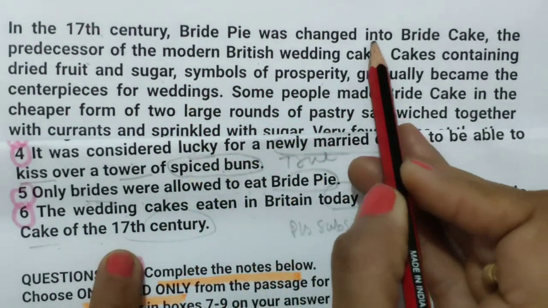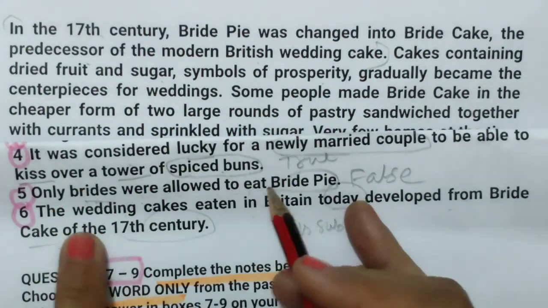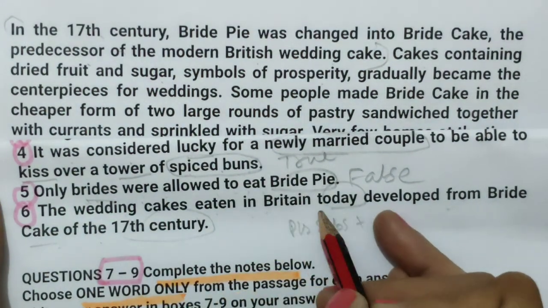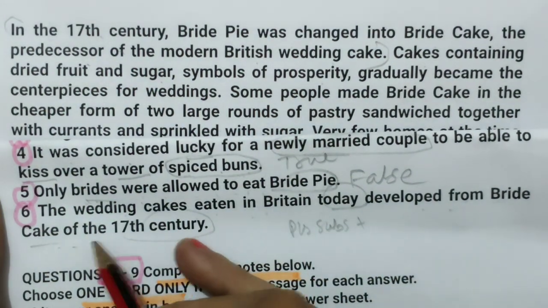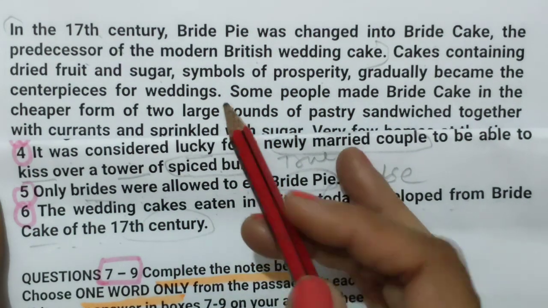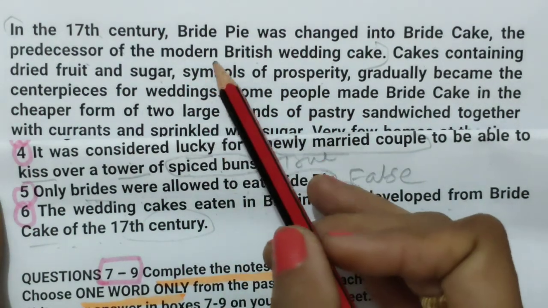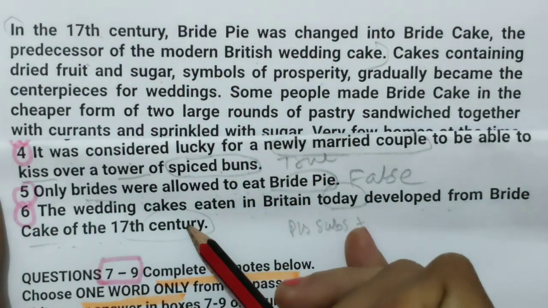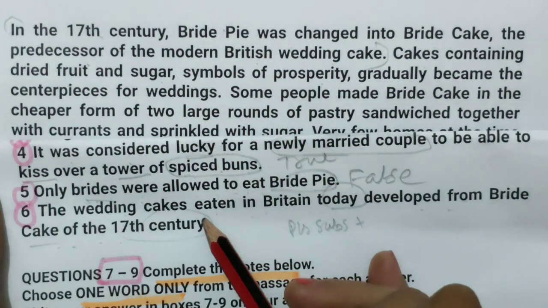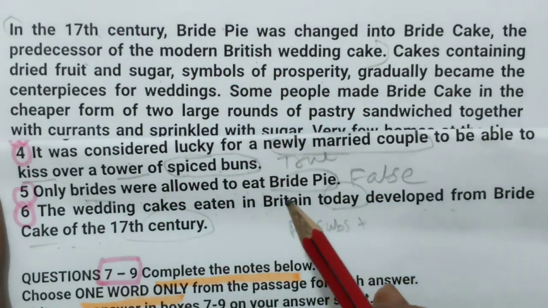Now, our location is from here to here. Now you decide your answer. The wedding cakes eaten in Britain today developed from bride cake of the 17th century. If you can understand the paraphrasing of this sentence and this sentence, then you would be able to get the correct answer.